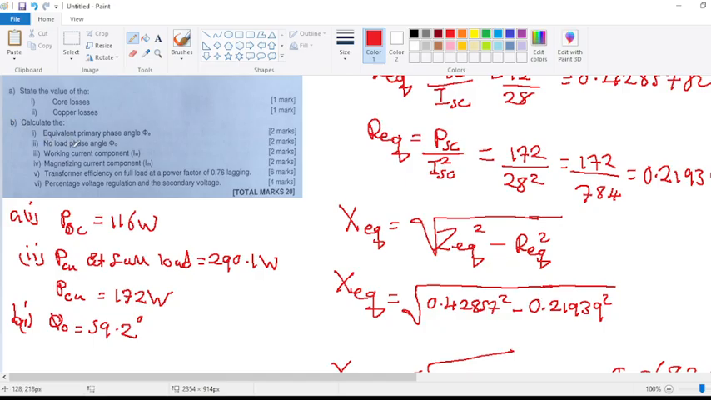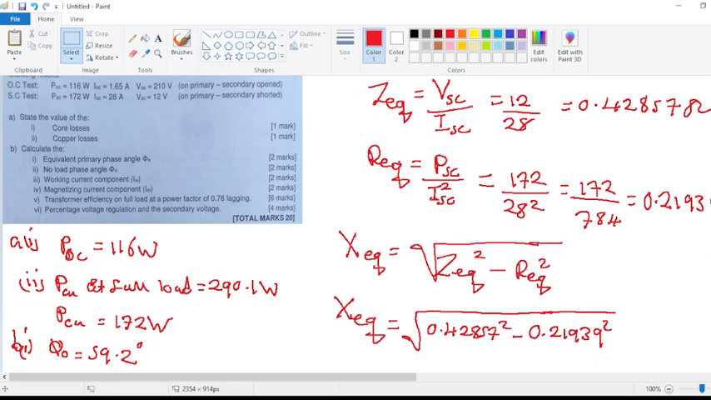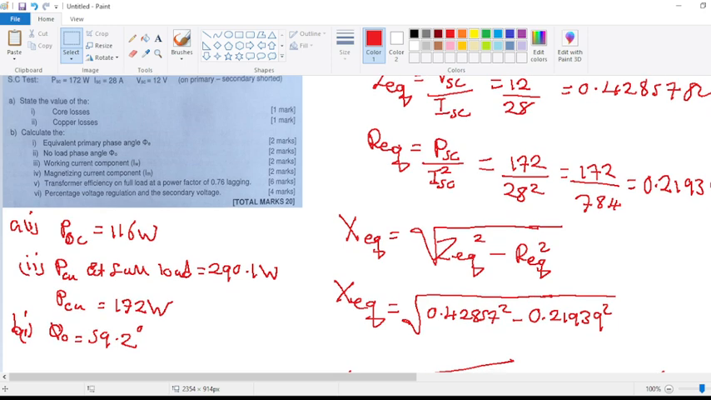Question 2 says the no load phase angle. So now how do you calculate the no load phase angle? Let's try to erase this part. This is where our calculations are going to be done from here, but we need to keep this. These answers, the impedance and the reactance, we will need them.